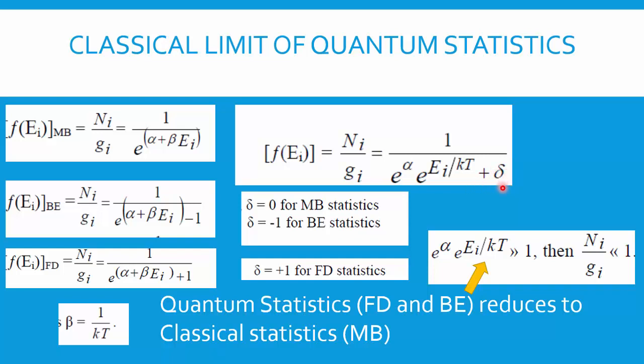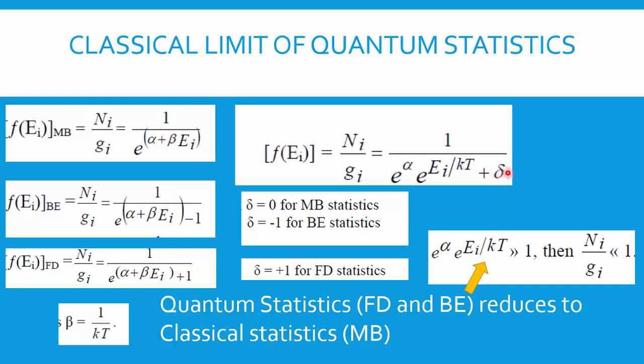Now if I remove this delta, what will this form change to? It will change to MB, mathematically speaking. If I change this delta to 0, then obviously this expression will change to MB. So if I have an expression with delta either plus or minus 1, and by some condition I prove that delta is neglected, then delta is 0, which means this expression leads to MB statistics.